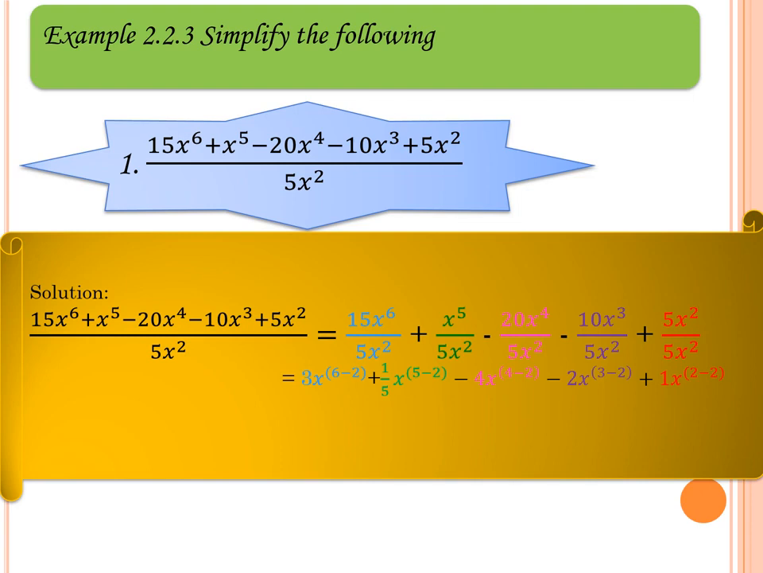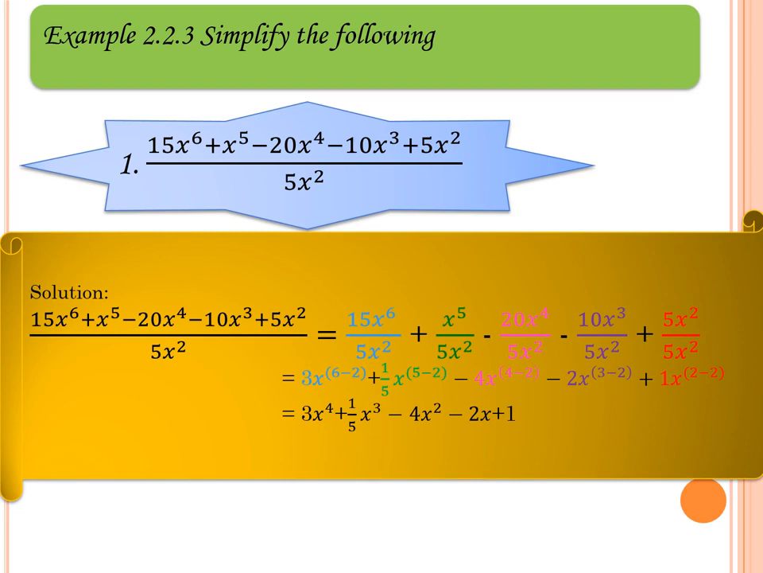Okay? Or, this can be written also as 5 divided by 5 is just equal to 1. And x squared divided by x squared, actually, pwede yan siya makancel. Or you can write also that as x to the power of 2 minus 2. For the next step, we're going to subtract their exponents, right?